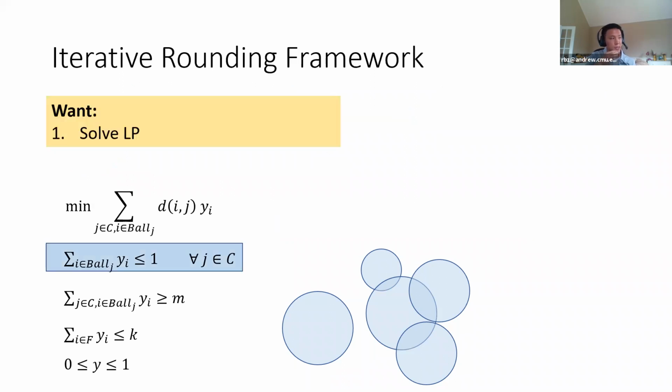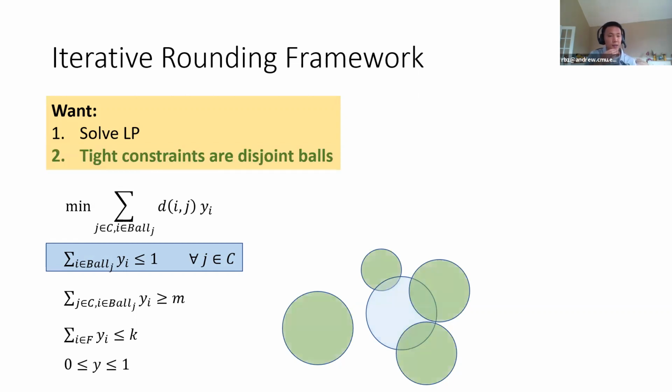Now let's think, what would we like to happen when we solve this LP? This is our idealized world. Suppose we solve this LP and the tight constraints among these blue highlighted constraints all happen to be disjoint balls, represented by these green balls. What do I get from this? Well, actually, I can show that this solution only has a constant number of fractional variables. The green dots are integral variables and the red dots are fractional variables.